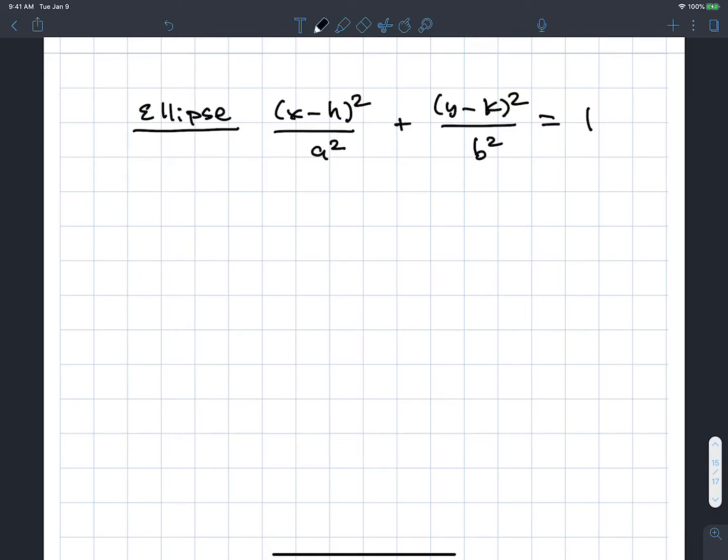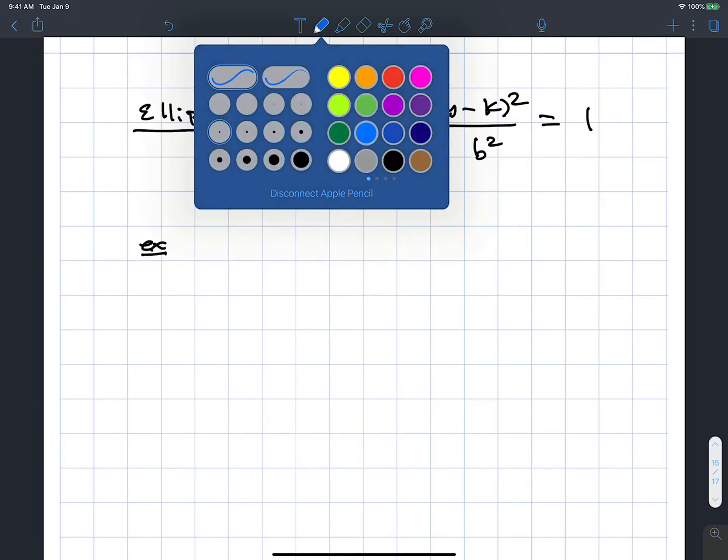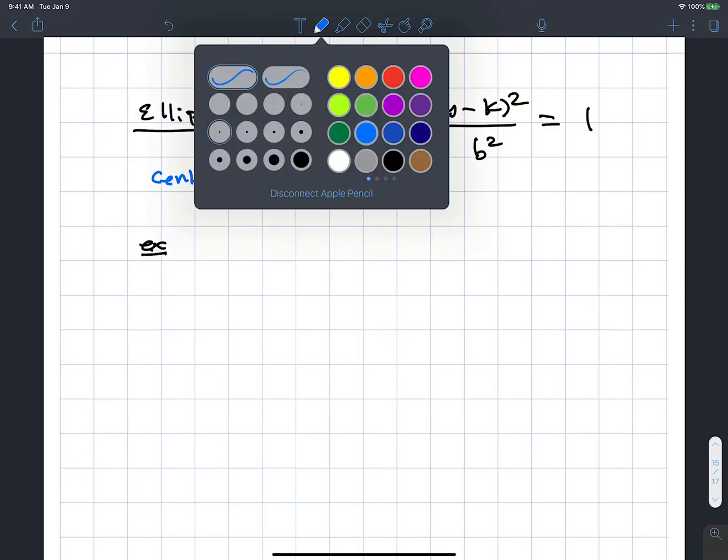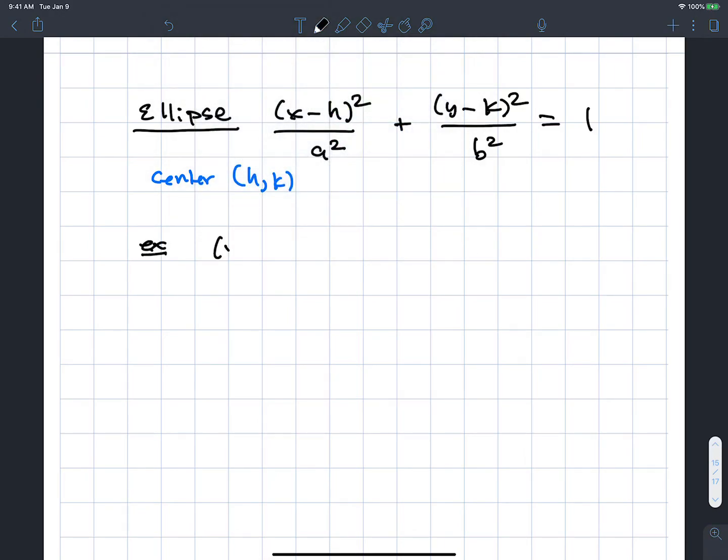So for example here, let me write down more information so you guys know. The center, of course, is at (h, k), and there's no radius because this is an ellipse, right? It's an oval shape. So they can give you something that looks like this: (x - 3) squared over 16 plus, let's say, (y + 3) squared over 4, and that equals 1.